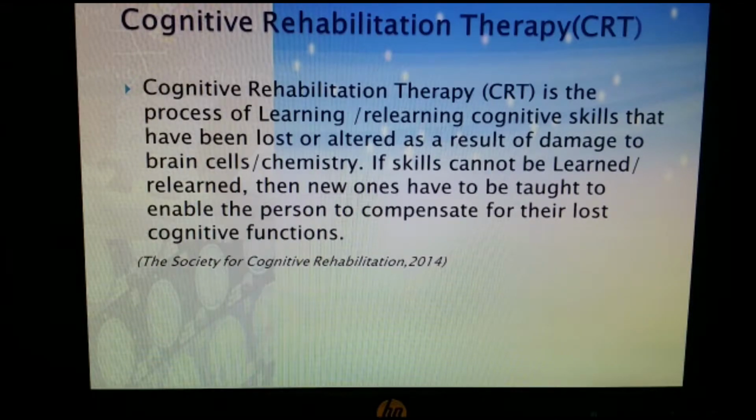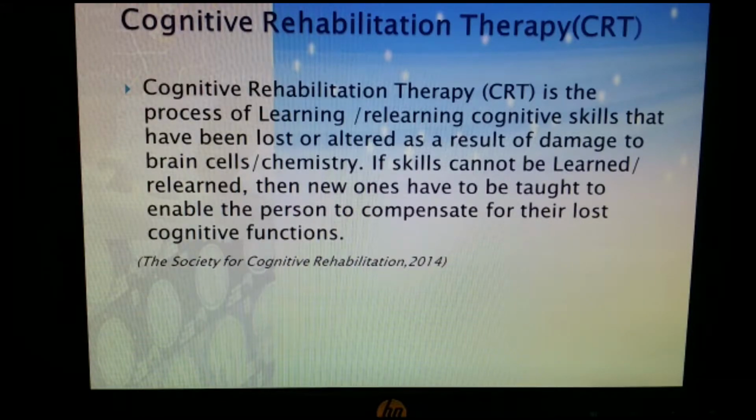Another thing which underlies these definitions is that cognitive rehabilitation therapy can be a learning or remediation process to improve particular or specific skills. At the same time, if that skill cannot be remediated or restored, we can move to another strategy, which is compensation. So we can use remediation or compensation. We're going to talk about this in the next part when we talk about the approaches.